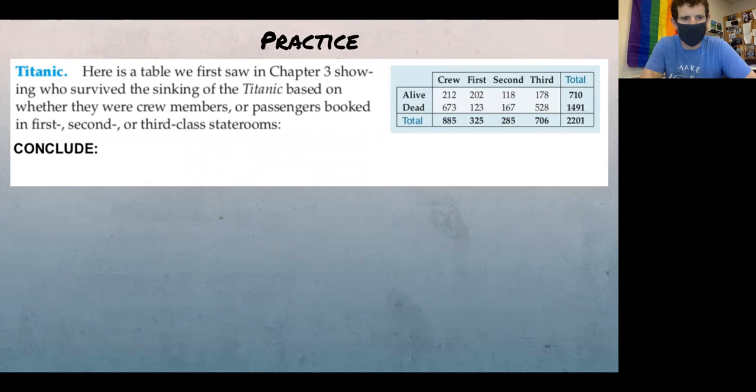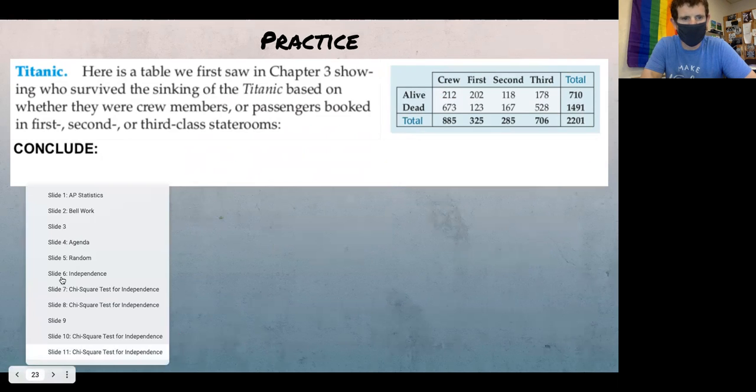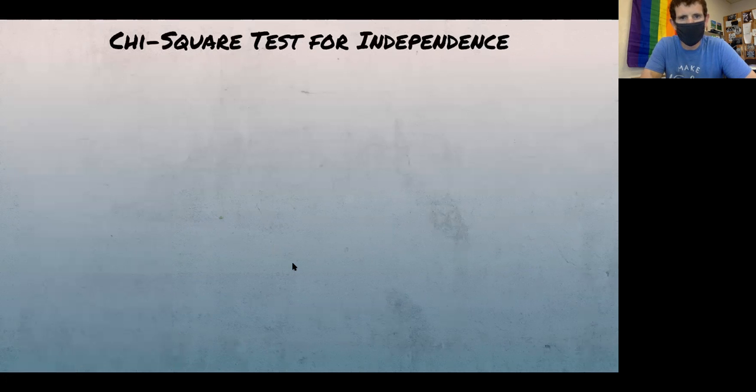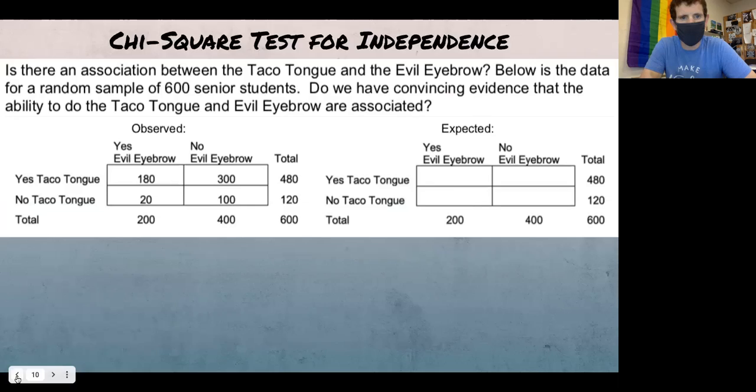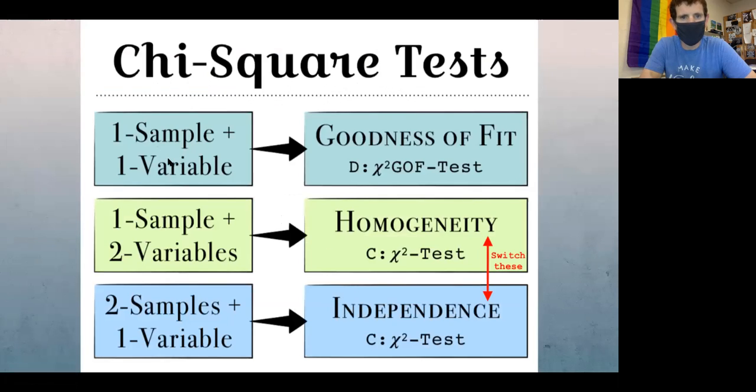And then I'll make sure I come back to the correct slide. So we're going to move to slide 24. There it was. So if it's one sample and one variable, that's goodness of fit. If it's one sample testing two variables, that's going to be a test of independence. So remember, that's supposed to be switched up here.